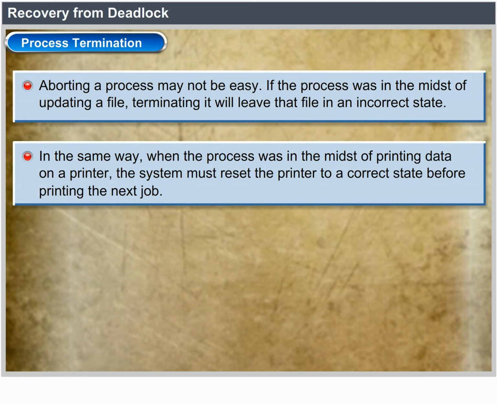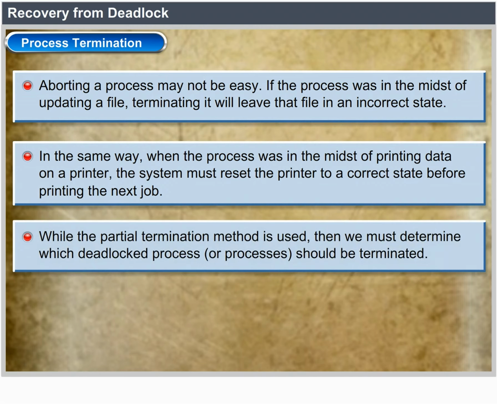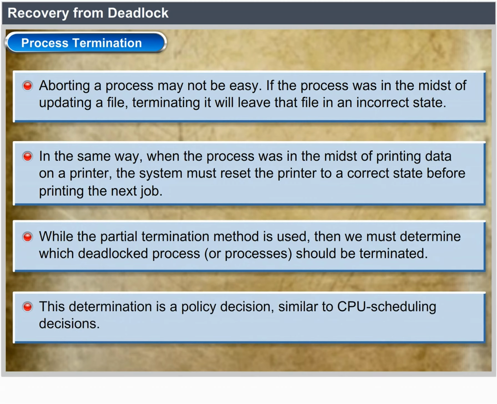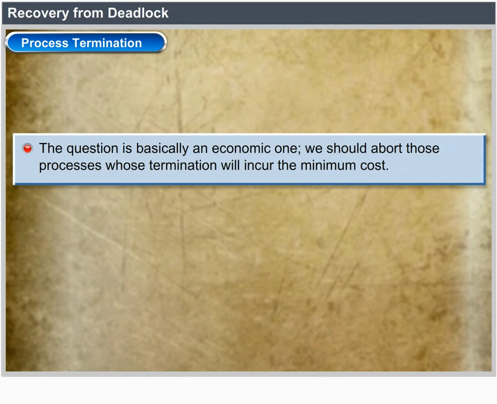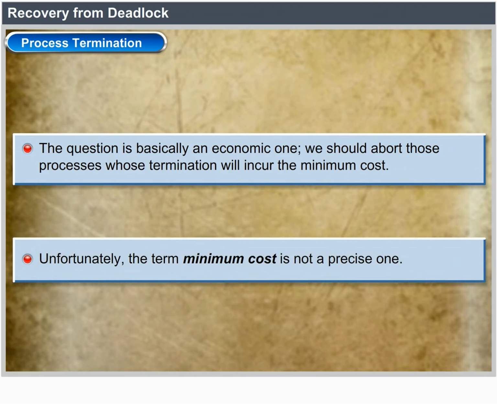If the partial termination method is used, then we must determine which deadlocked process or processes should be terminated. This determination is a policy decision similar to a CPU scheduling decision. The question is basically an economic one. We should abort those processes whose termination will incur the minimum cost. Unfortunately, the term minimum cost is not a precise one.